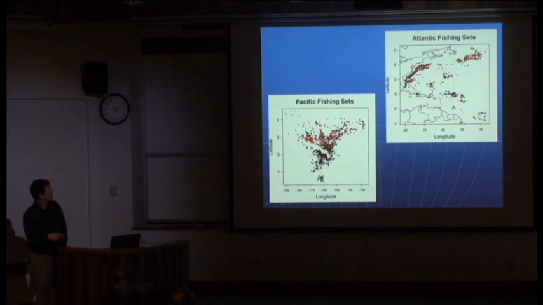Same here. And if you use spatial statistics, I won't go into the details here, on this sort of thing, you can identify where these hotspots are. In this case, there was a hotspot right here. And you can say, OK, well, if these patterns don't change over time, then this is an area where we can avoid fishing and reduce bycatch.